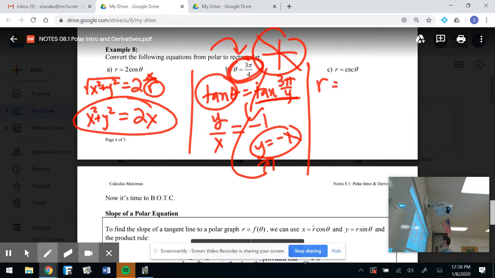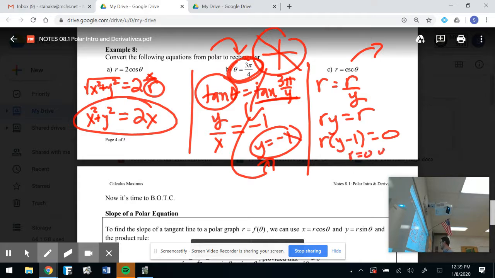We would kind of get y equals. Now, the only way I could do cosecant, well, I got to turn it into y's and x's, but I can't. Sine is y over r, so cosecant is r over y. Now what I could do is multiply that y on both sides, subtract it over, factor out. I get r equals 0, r equals 1. And believe it or not, that's it.